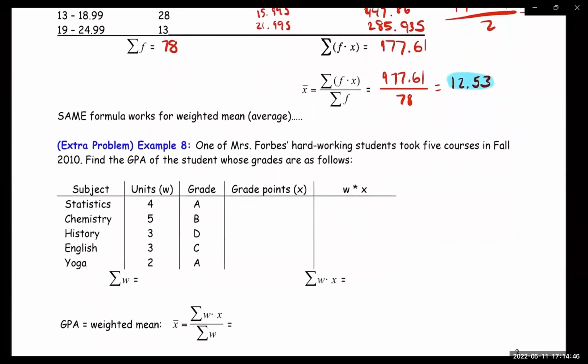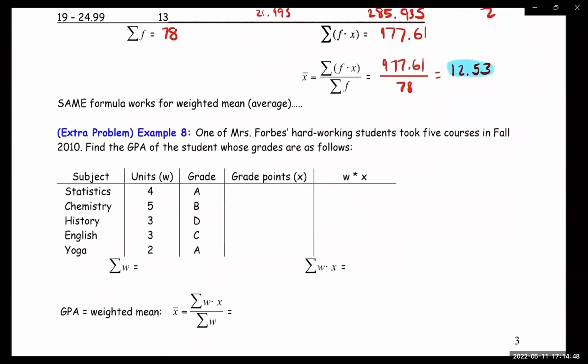All right, let's see how this applies to GPAs. This is how you find GPAs, by the way. So the same formula works for weighted mean. So one of Mrs. Forbes' hardworking students took 5 courses in the fall. Find the GPA of the student whose grades are as follows. So statistics is a 4-unit class. That's called the weight. That's how heavy it is. The grade, she got an A.